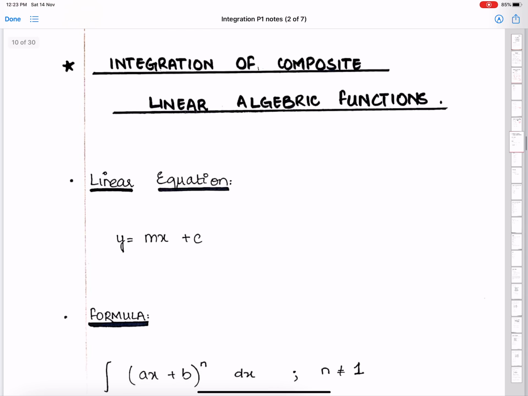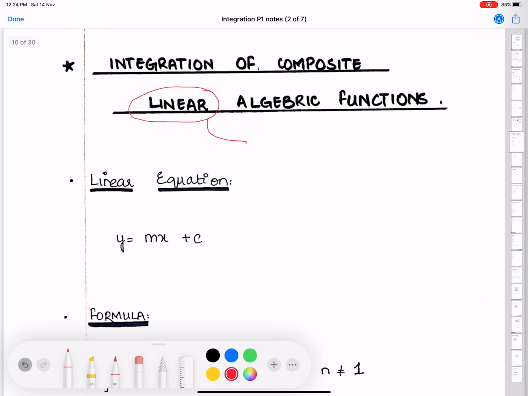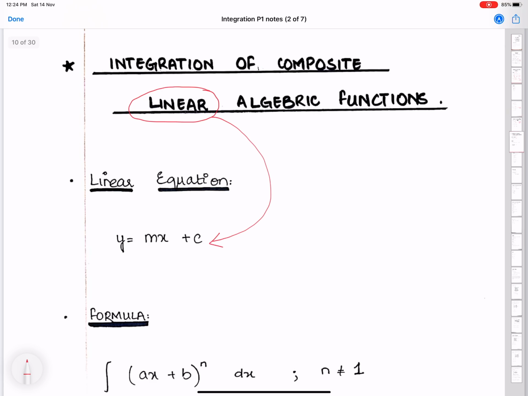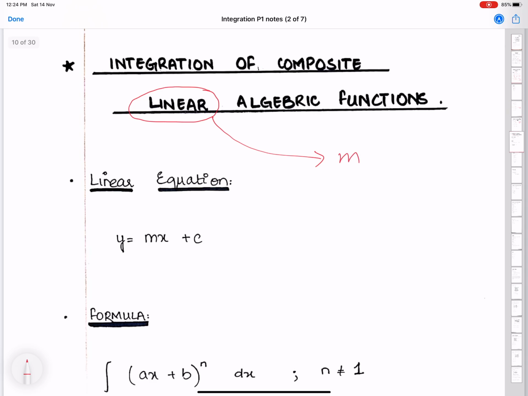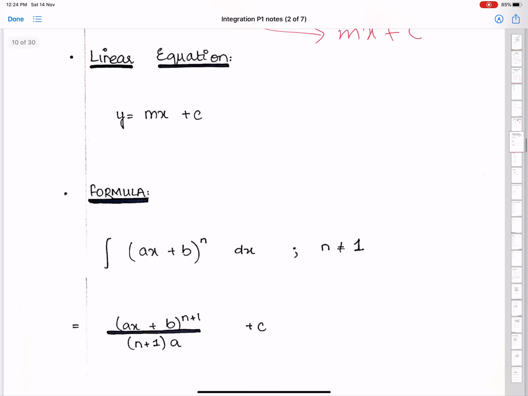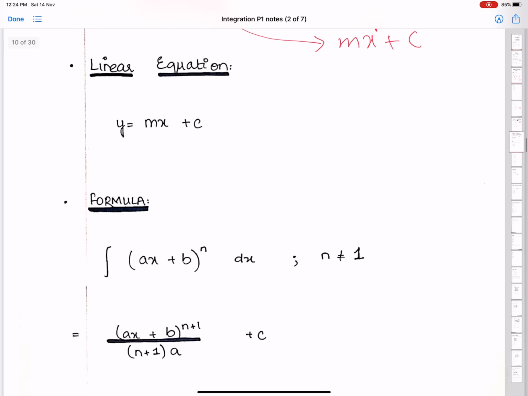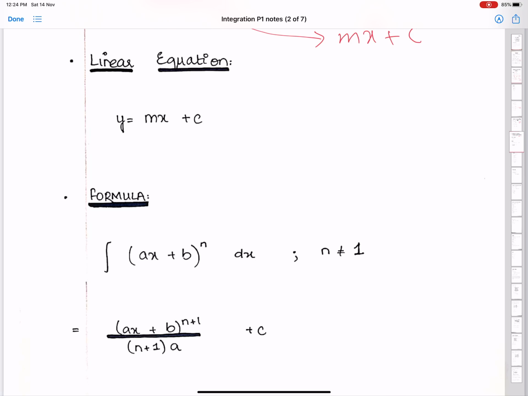Integration of composite linear algebraic function. Now this is very important. Composite linear. Linear means this type, a function of this type, mx plus c. This is the way to integrate the composite linear function.